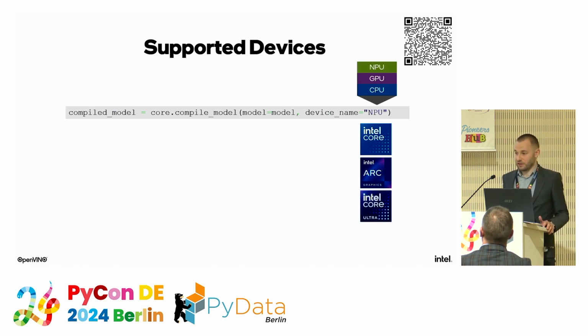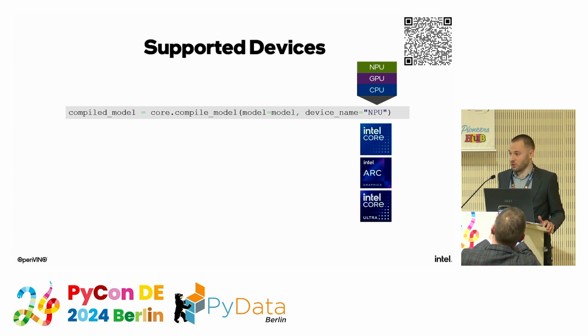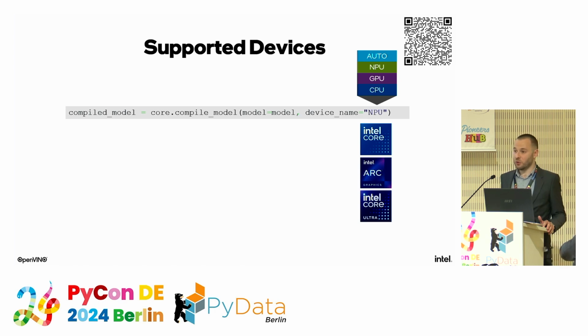And of course, we would like to show you NPU, a new device, a neural processing unit, which is able to run inference for neural networks. But if you don't know which is the best for you, you can also select Auto. And Auto will select the best device for you. So if you don't want to think, you don't want to decide, you can just leave the decision to Auto. Super nice, right?